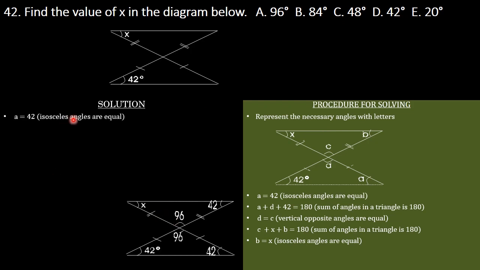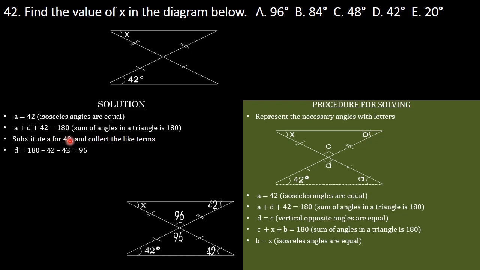Isosceles triangle angles are equal. A is equal to 42 degrees. The sum of these angles is 180 degrees. We now have A plus D plus 42 degrees is equal to 180 degrees. Substitute A for 42 and collect the like terms. We have D is equal to 180 minus 42, which is 96. D is equal to C, equal to 96 degrees. That is, D is equal to C.